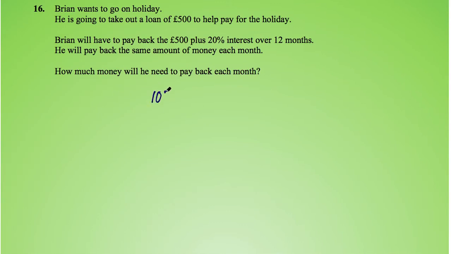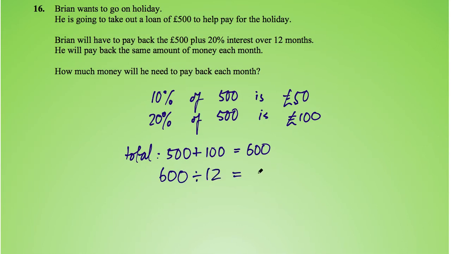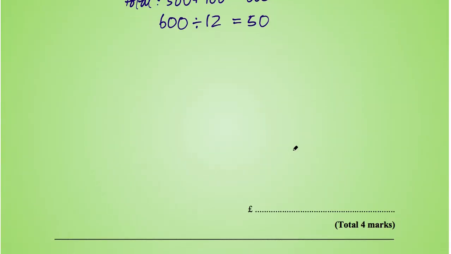So 10% of 500 is £50. And therefore 20% of 500 is double that, £100. So total for him to pay back is 500 plus 100, £600. He's got to pay that back over 12 months, so every month he is paying back £50. 600 divided by 12 is 50. So monthly cost, £50.